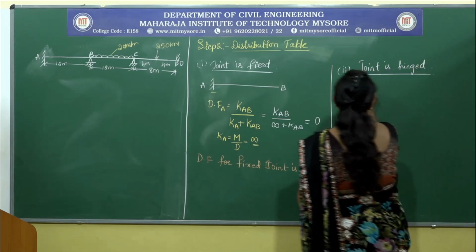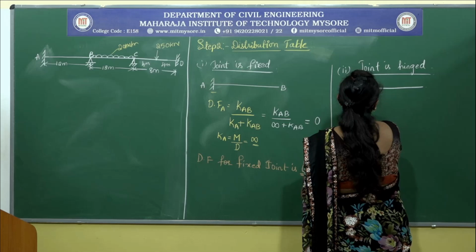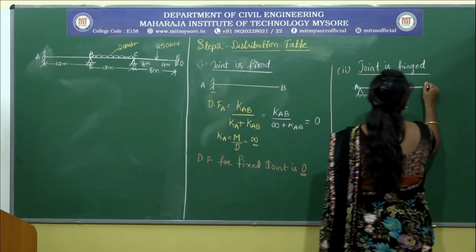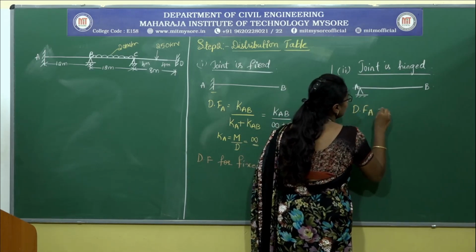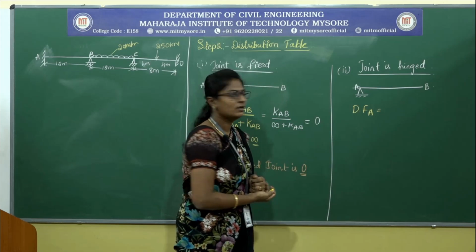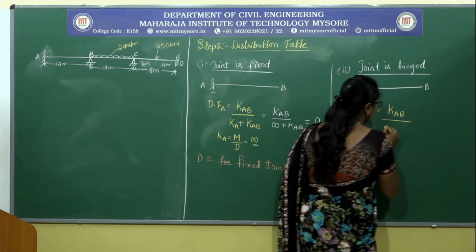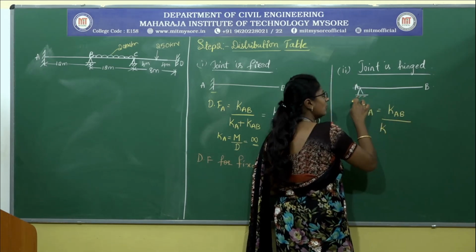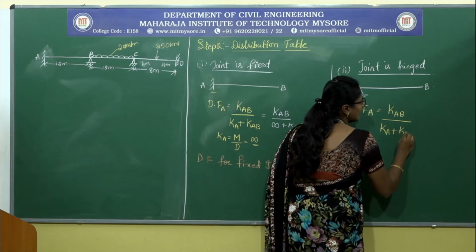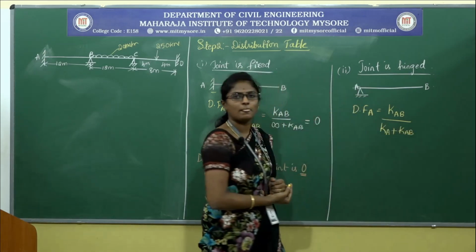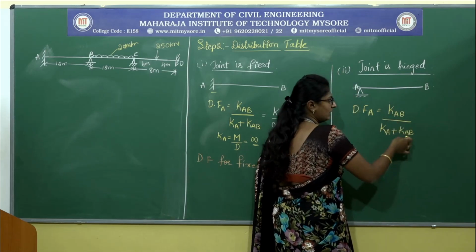So consider the beam with a hinged support AB. Even here I need to calculate the distribution factor for this joint A. So we know that the distribution factor for a particular joint is given by the stiffness of the member divided by, since it is a joint, I have to consider even the stiffness of the joint, Ka plus Kab.